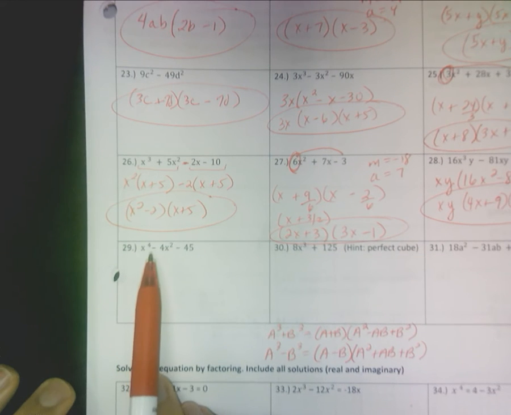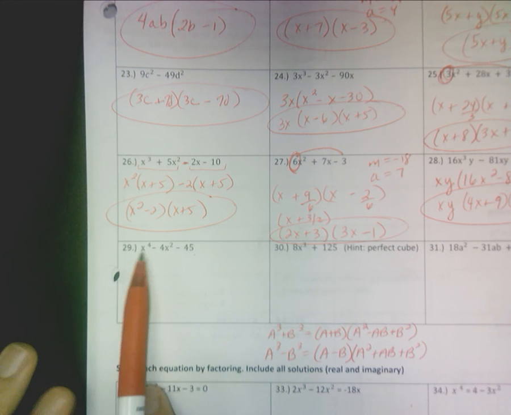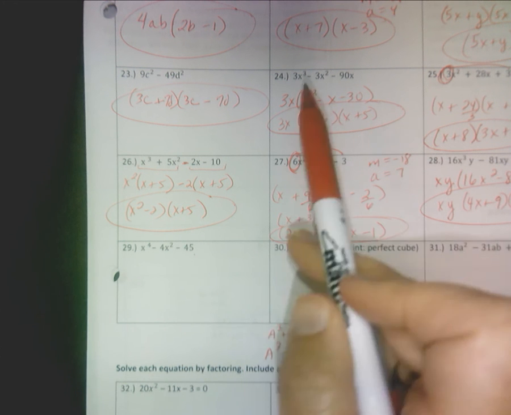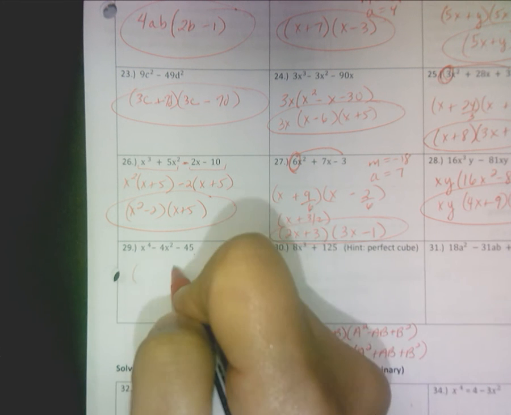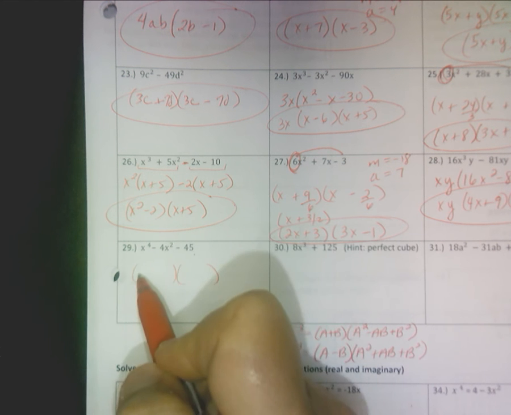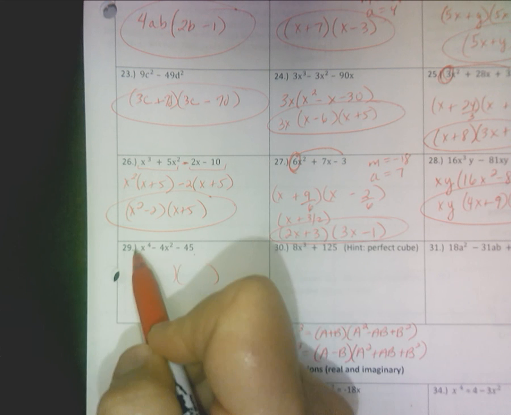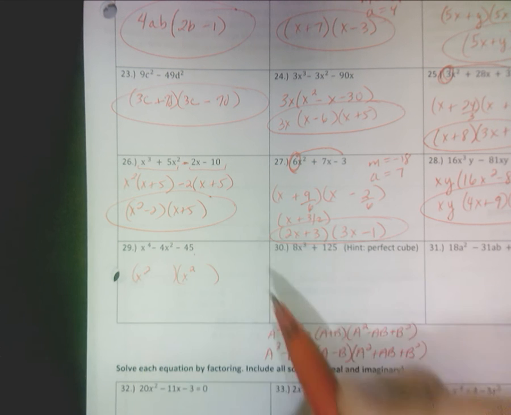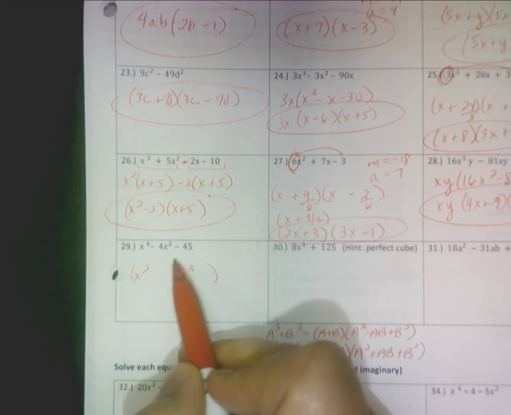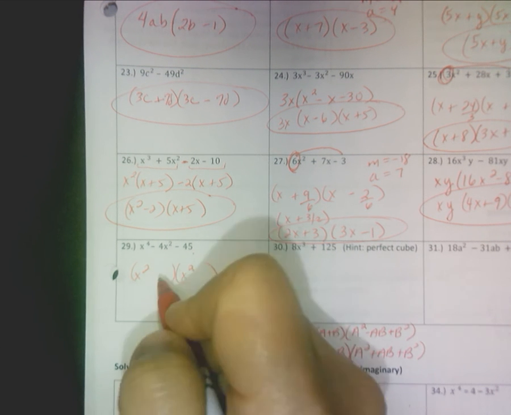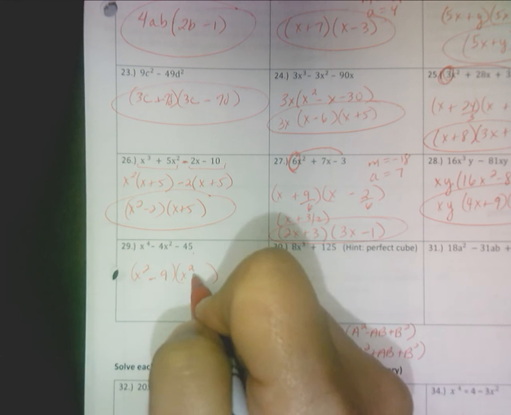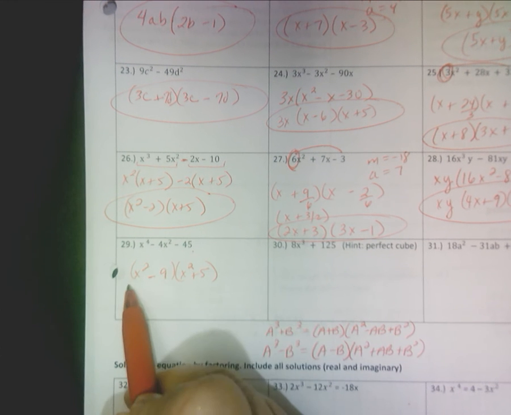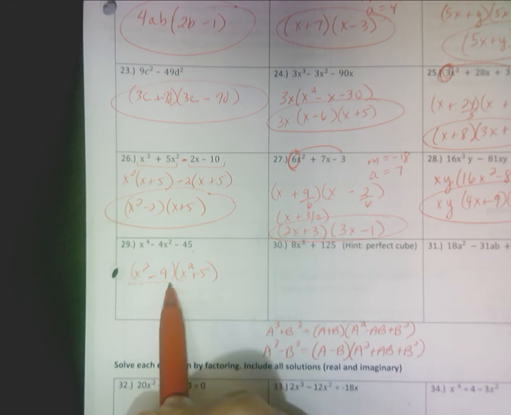Now this says x to the fourth, but it's a trinomial. So you treat it like you would the trinomials up here. We know it's going to break down into two binomials. But instead of putting x and x, what would multiply to x to the fourth? It would be x squared and x squared. And then the two numbers that multiply to negative 45 but add to negative 4 would be a negative 9 and a positive 5. Oh, but wait, this is factorable.